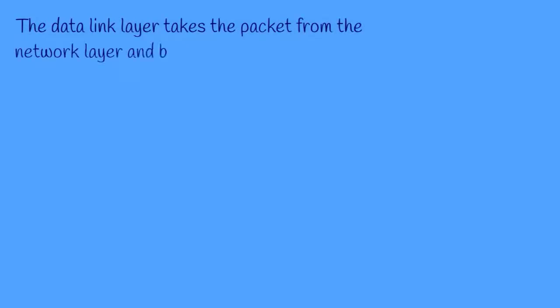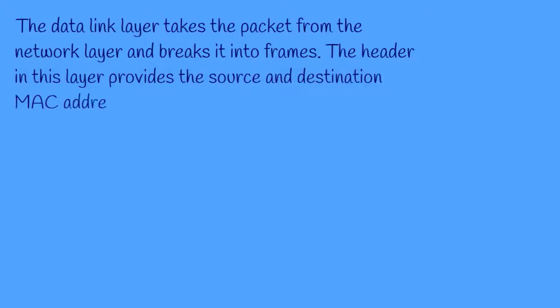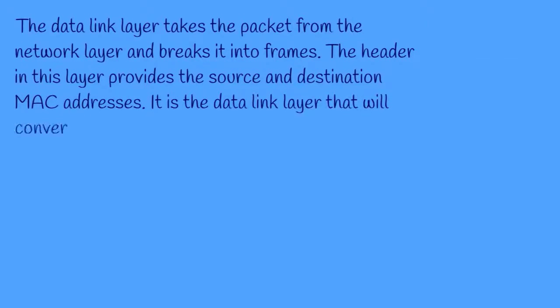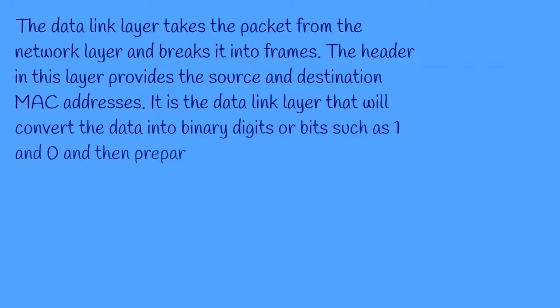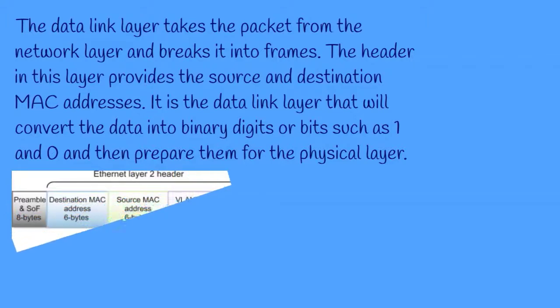The data link layer takes a packet from the network layer and breaks it into frames. The network layer is a layer above the data link layer, so the data is sent down from the network layer to the data link layer. The header at this layer provides the source and destination MAC address that is used to send traffic through the network. The data link layer will convert the data into binary digits or bits, such as the ones and zeros in the binary numbering system, and then prepare them for the physical layer.